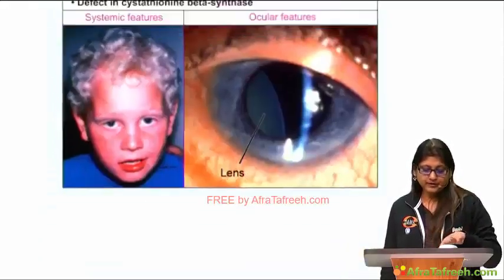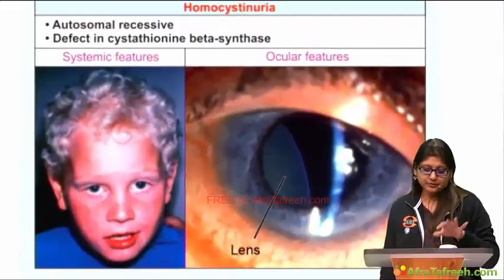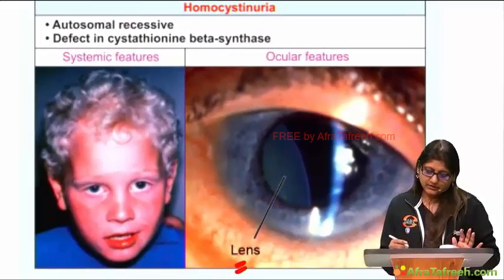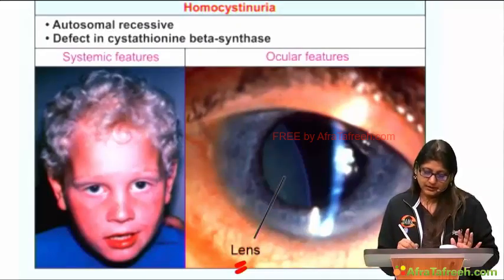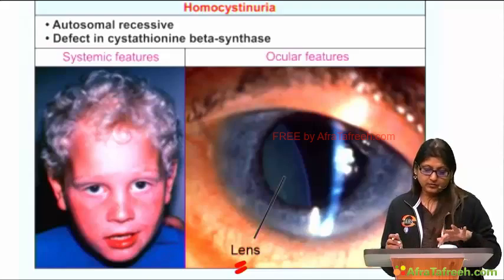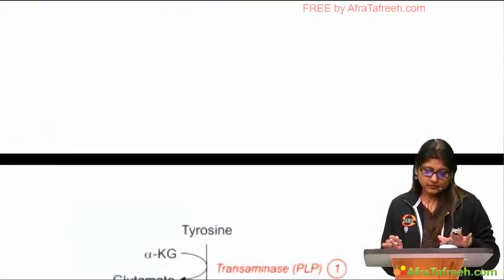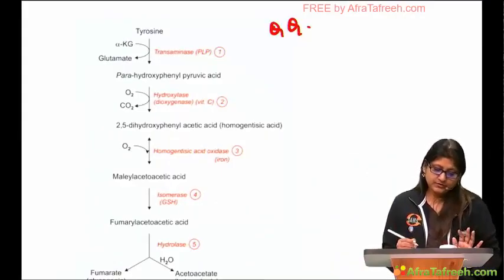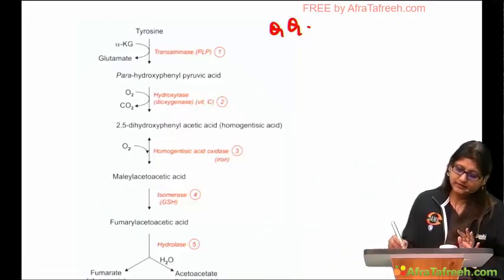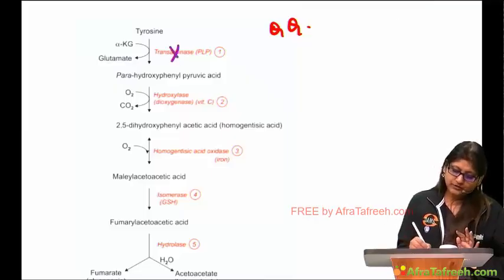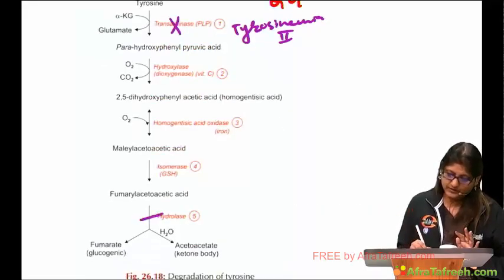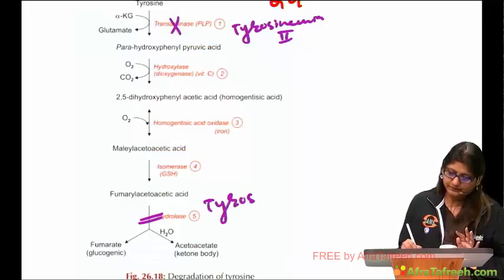Good. Now coming to this picture which is talking to you about homocystinuria, where you can see the subluxation of lens. Lens is dislocated from its normal position, and that's a very characteristic finding in homocystinuria. In tyrosine catabolism, this whole pathway is important for you because you have tyrosinemia type 1. Due to deficiency of this, you have tyrosinemia type 3. Sorry, type 2. And deficiency of hydrolase results in tyrosinemia type 1.